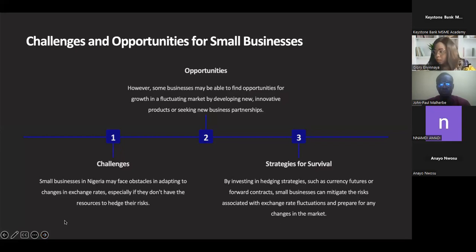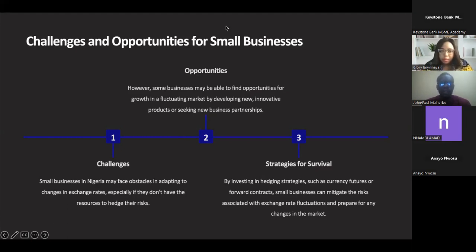Small businesses in Nigeria face obstacles in adapting to changes in exchange rates, especially if they don't have the resources to hedge their risks. So when you say they don't have the resources to hedge their risks, there is something called hedging. I'm sure if you talk to your bankers, they would go more in depth on that. But adapting to that volatility, okay, for the foreseeable future, this is what the Naira or the dollar will be exchanging at. But now it's more volatile. So moving from that predictability to an unpredictable business environment is going to be very, very difficult for a small business.